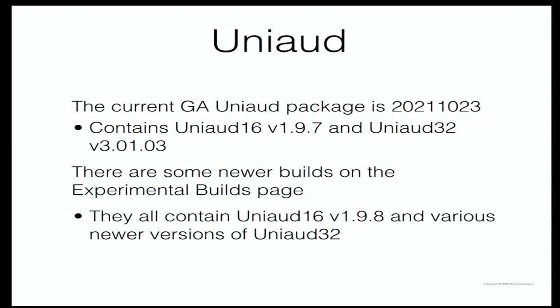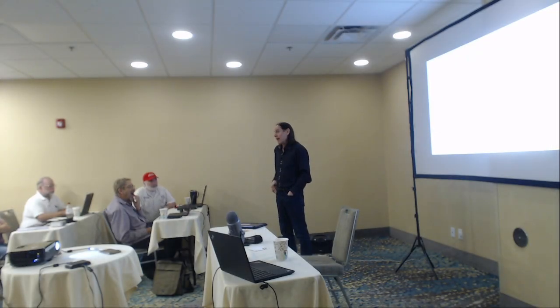Uniaud, the current released GA version is from way back in 2021. It contains Uniaud version 1.9.7 and Uniaud 32 30103. There are some newer builds that Paul has built for us. They are on the experimental builds page. They all contain Uniaud 16 version 1.9.8 and various newer versions of Uniaud 32. They all have issues. There are really minor, small issues. So they're there, so you can try whichever one, and if they work for you, use them.